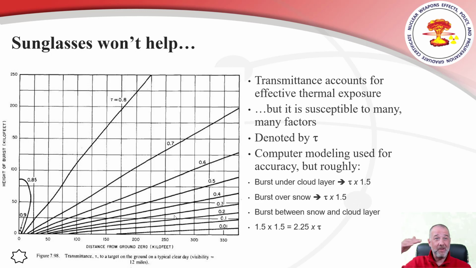Well, then you get a 1.5 factor from scattering here and a 1.5 factor from scattering here, so you have to increase your transmittance by a factor of 2.25. So the environmental conditions can really change how much thermal energy gets to a specific location or a specific target. Now, if your height of burst is above a cloud cover, then very similarly, you're going to reduce the amount of thermal radiation that you would expect to get by that factor of 1.5.